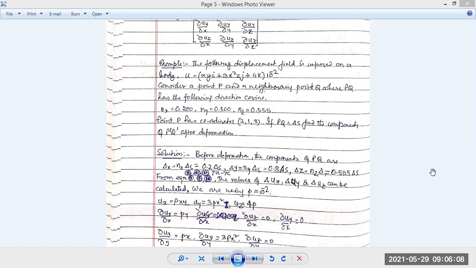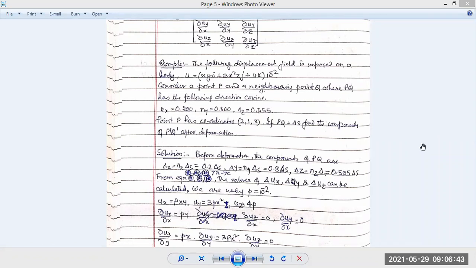So what happened when it is displaced from P to P dash? There are two positions. One is P, and another is P dash. So there is a length in between from P to P dash. The point is displaced from P to P dash, and as per our vector analysis, there is a displacement vector from P to P dash.